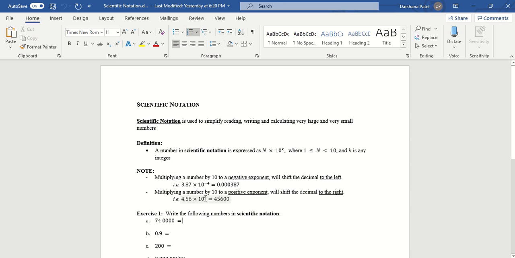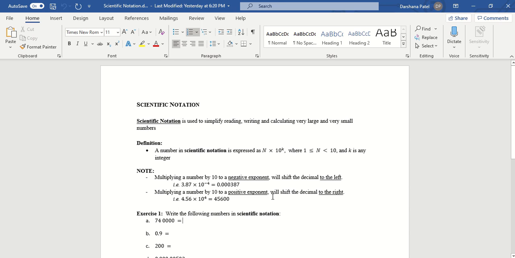Multiplying a number by 10 to a positive exponent will shift the decimal to the right. 4.56 times 10 to the 4, I'll move my decimal 4 places to the right, ending up giving me 45,600. I move it 4 places, but I only have 2 places, so I include extra zeros at the end.